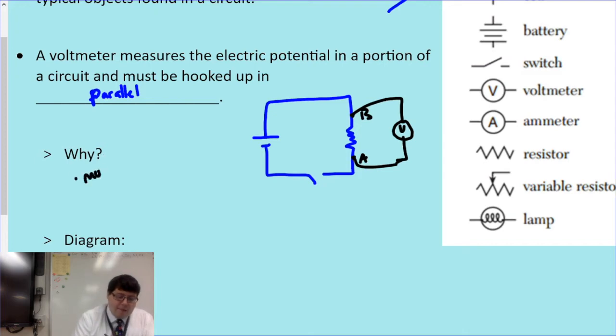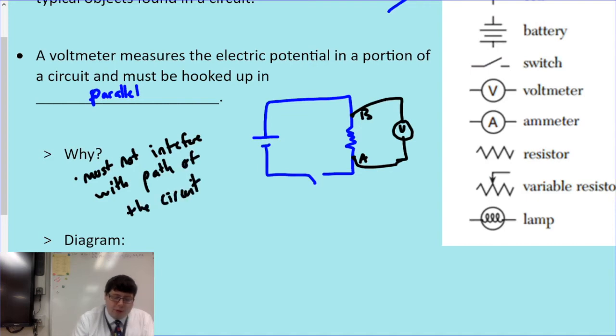So why? It must not interfere with the path of the circuit. And so we hook our voltmeter up in parallel. Voltmeters, just so you know, have a really, really high resistance, which makes this work, because that means if this has a high resistance, more electrons, in fact, most of them, will flow in the original way and not through the voltmeter. And so in that way, it doesn't really alter the circuit much.